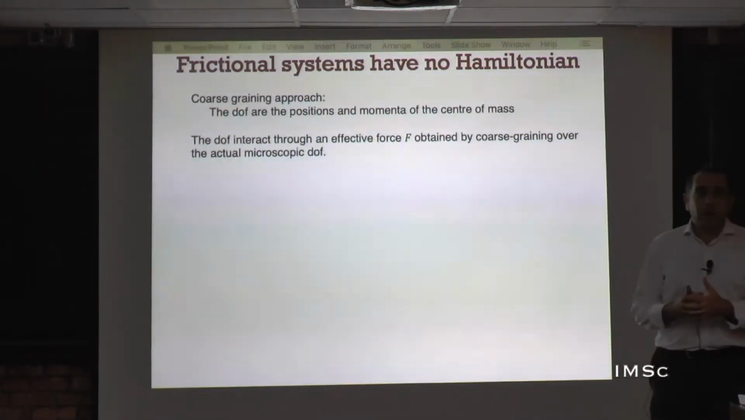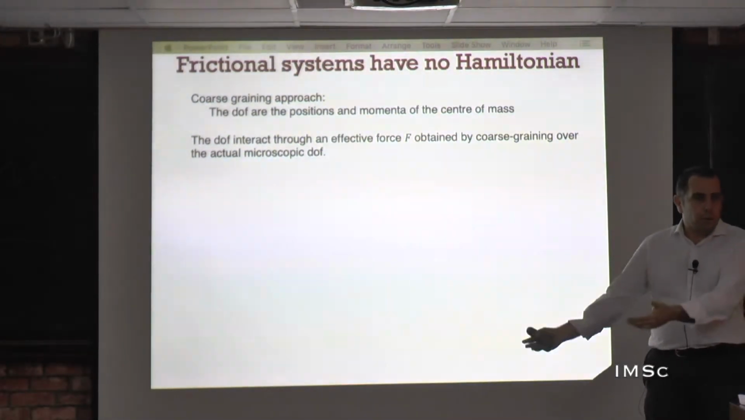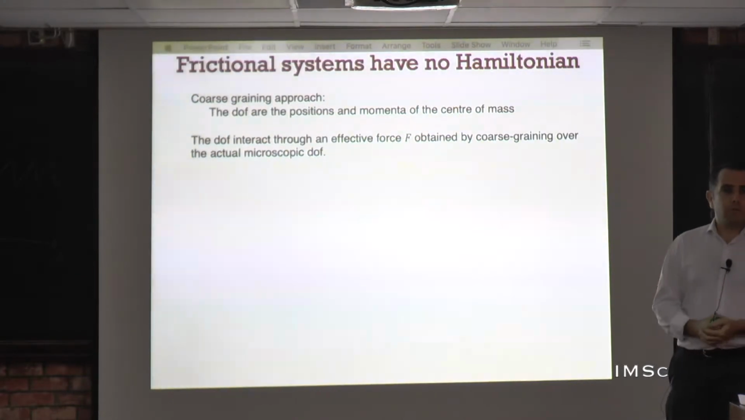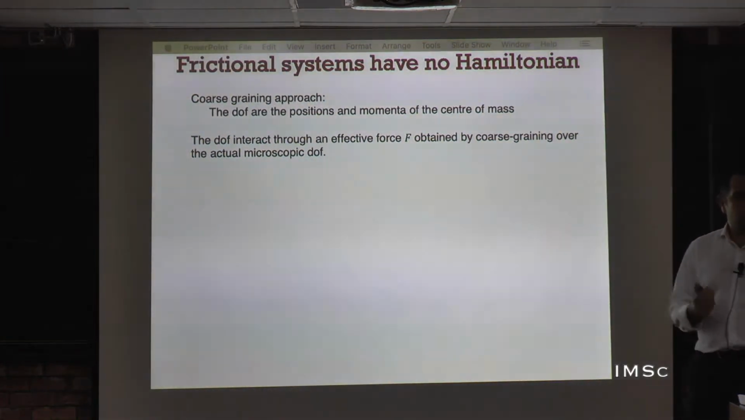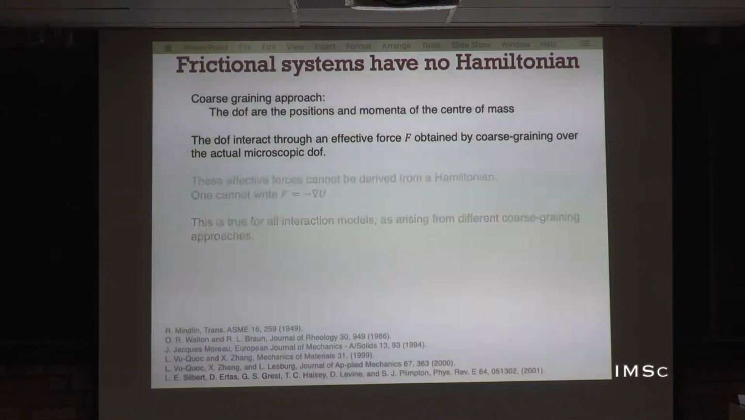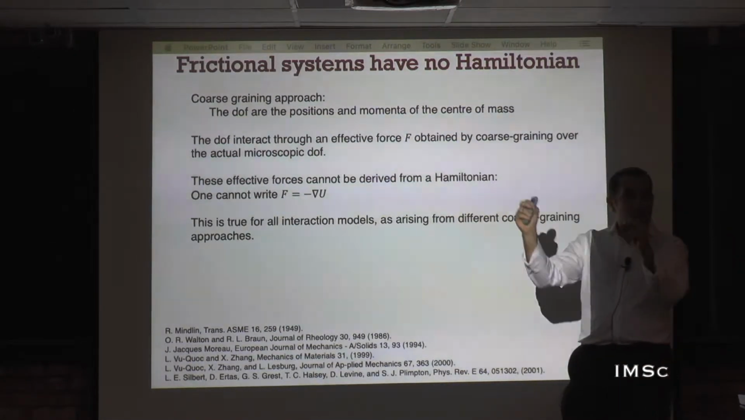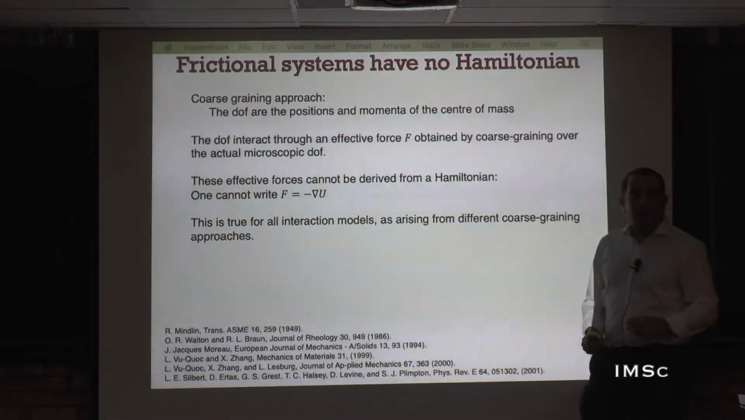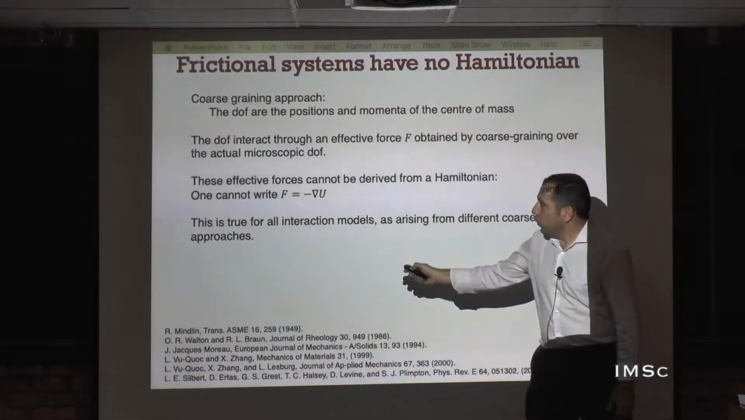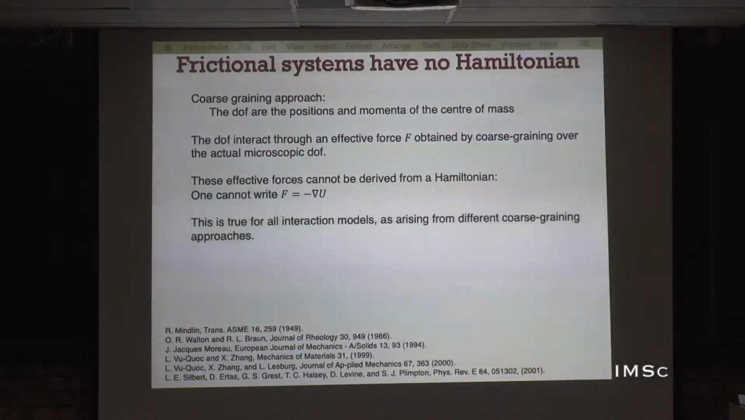And how do you get the interaction? Well, you essentially formally integrate over the microscopic degrees of freedom to end up with an effective interaction only dependent on the position and the momentum of the particle. At the very end, you end up with some effective forces between the degrees of freedom, so between the positions of the particles. And the key point is that you cannot write these forces like this. They are not the gradient of an energy. So these forces are not originated from a potential, and you don't have a Hamiltonian description.